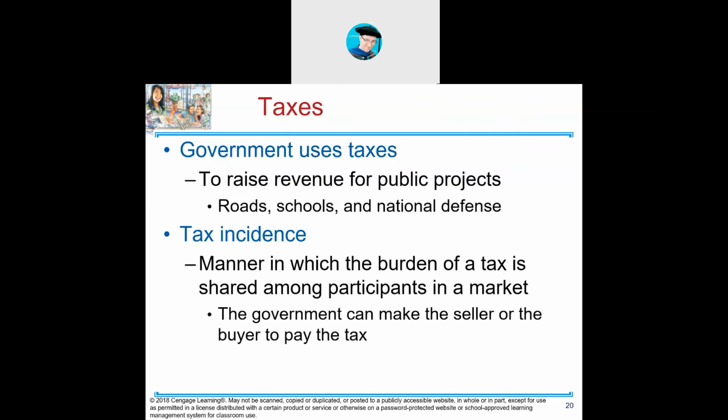Taxes are used by governments to generate revenue for public projects such as new roads, improved roads, schools, national defense. Our taxes get collected for every reason you could imagine, right? Trash collection, new sidewalks, improved public transportation, you name it, right? Education system, all that jazz. So the purpose of taxes is to fund those types of things through the government.